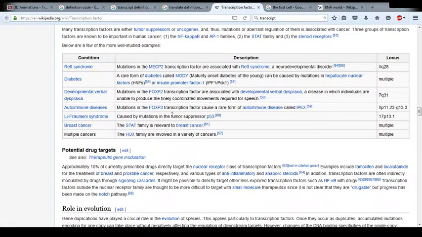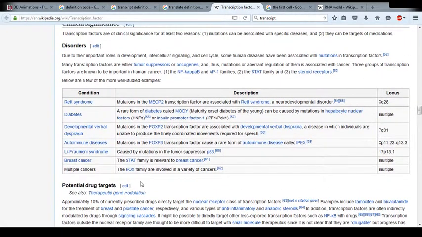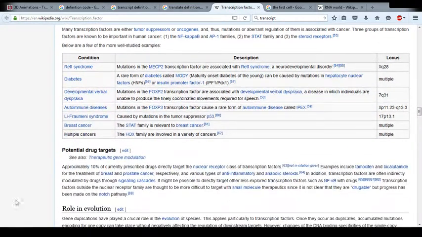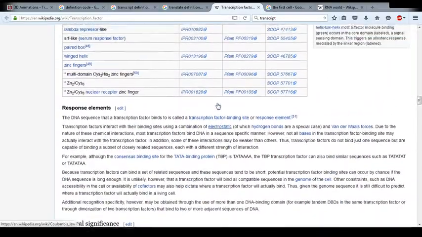Li-Fraumeni syndrome, tumor suppressor P53. Breast cancer. Multiple cancers. So my point is that if you have mutations, we should have another table here saying a mutation in this transcription factor makes you stronger, gives you bigger muscles, instead of cancer. Do you guys see what I'm saying? But we don't have a table like that. The only table that we have is what mutations actually cause. Anyway, that's just a side note.